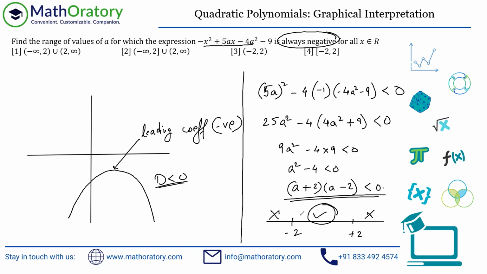So we're looking for this range, which is in between -2 and +2. And it should be strictly in between, because equal to 0 is also not allowed. Had equal to 0 been allowed, then we could pick a equal to -2 or a equal to +2, but we cannot pick -2 and +2 in this case. So it has to be an open bracket. So that is option 3. It lies between -2 and +2.